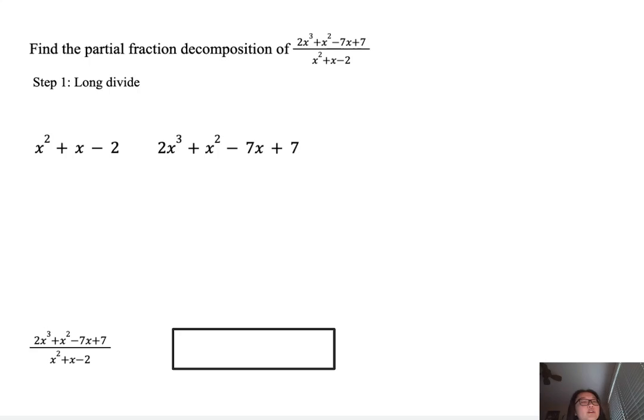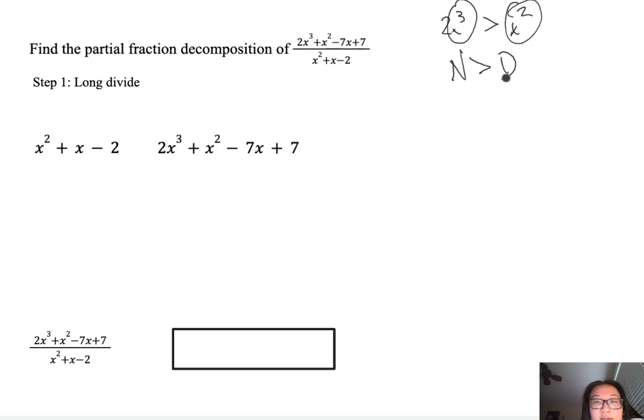So, looking at our new problem, we're trying to find the partial fraction decomposition of 2x cubed plus x squared minus 7x plus 7 over x squared plus x minus 2. Immediately we see that the power of 2x cubed, which is x cubed, is greater than the power of x squared. So the power of our numerator is greater than the power of our denominator. And remember how we want the numerator's power to be less than the denominator? In order to do this, we need to take an extra step.